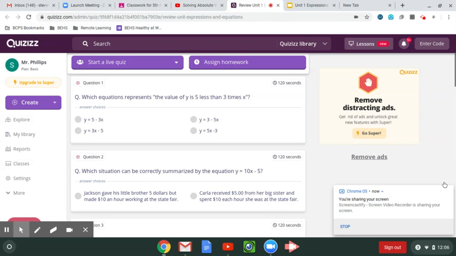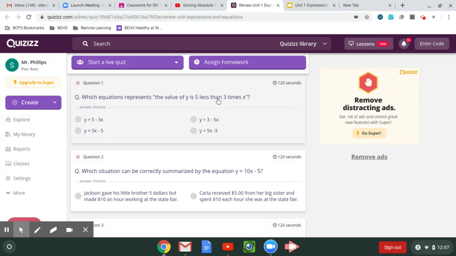If you're looking at the first question, which equation represents the value of y is 5 less than 3x? Well, whenever we were working on this a couple weeks ago, you learned that the word "than" is a turnaround word. It says the value of y is 5 less than 3 times x. So when you see 3 times x, your brain should automatically go, oh, 3 times x is 3x. And then 5 less would make you think subtract 5. Well, the word "than" makes you turn it around.